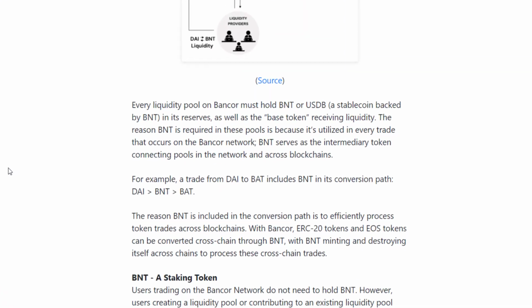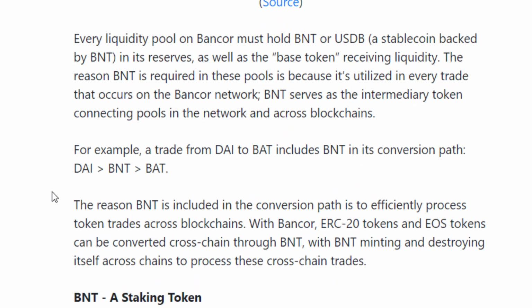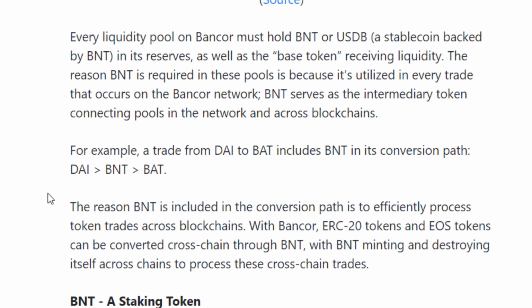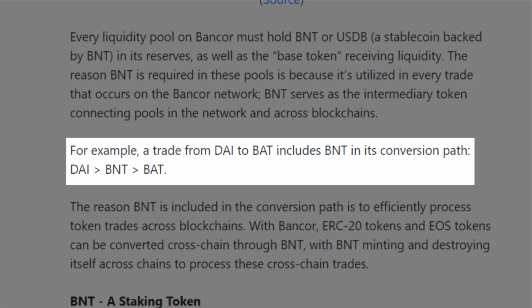To begin with, it's used as an intermediary. Every liquidity pool on Bancor must hold BNT or USDB, a stablecoin backed by Bancor. So in other words, it acts as a base token for every pool. So this means it's used in every trade on the Bancor network. It even acts as an intermediary token connecting pools and other networks like EOS. So for example, if you wanted to trade DAI to BAT, the conversion path looks like this. You go from DAI to BNT to BAT.